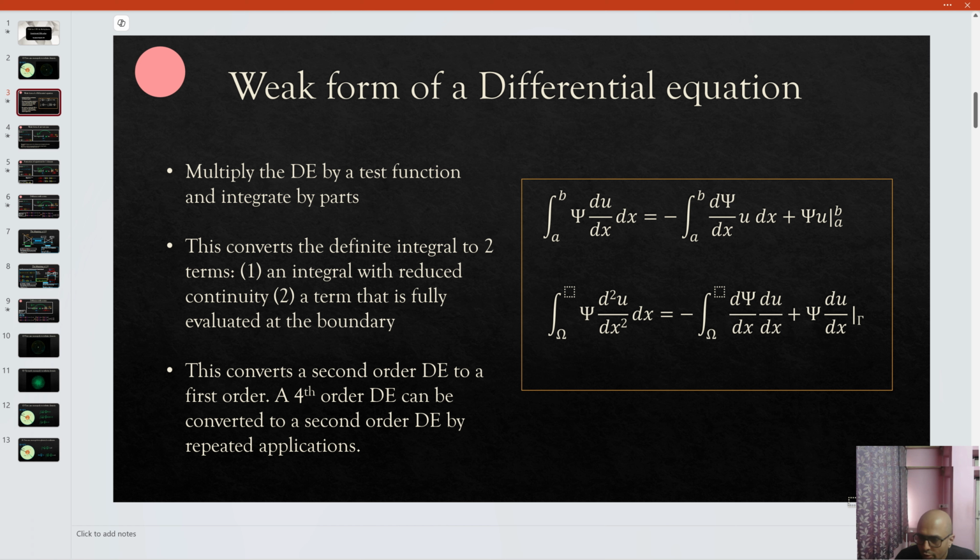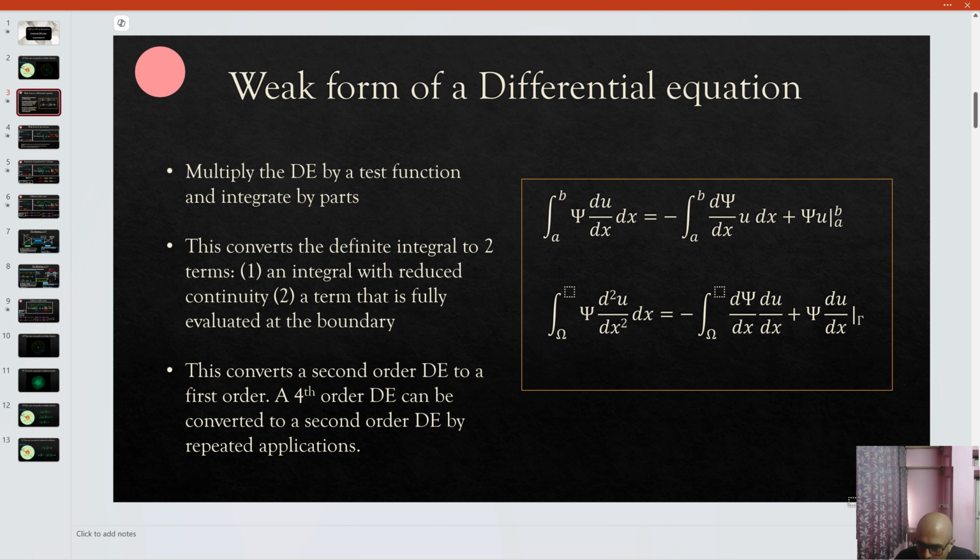And this kind of a formulation really helps you to avoid breaking down the problem into two parts. So if you want to model this second derivative by C0, you can't do that. So you would have to either break it into two first order problems, or you could solve it just like in the strong form, or you could use a weak form. So what is the weak form?